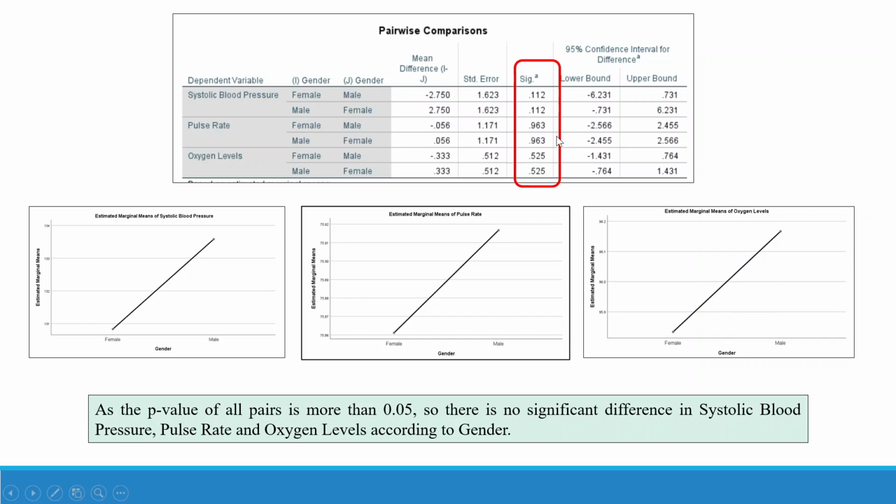Now the p-value of all these pairs is more than 0.05, so we can say that the difference is not significant. I will write the interpretation as the p-value of all the pairs is more than 0.05, so there is no significant difference in systolic blood pressure, pulse rate, and oxygen level according to the gender.